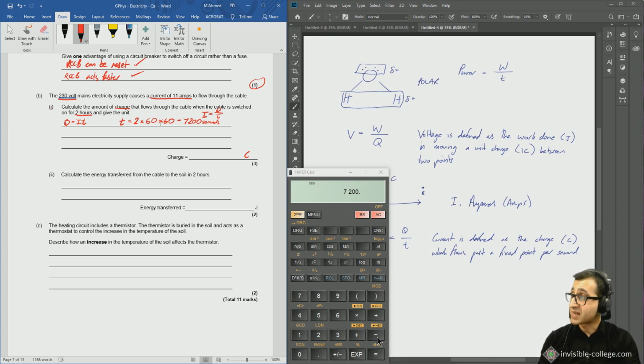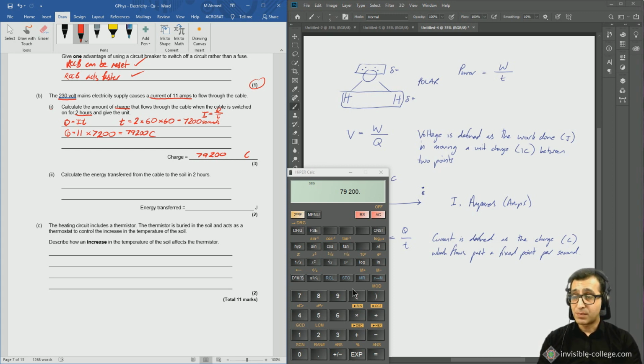We already have the current in standard units, so we can now just go ahead and substitute those values into our equation. 11 amps multiplied by 7,200 seconds. So we multiply this value here times 11, and we have 79,200 coulombs. So this is our answer, 79,200 coulombs. Now, you must give both the answer and the correct units in order to get the full marks for this question.